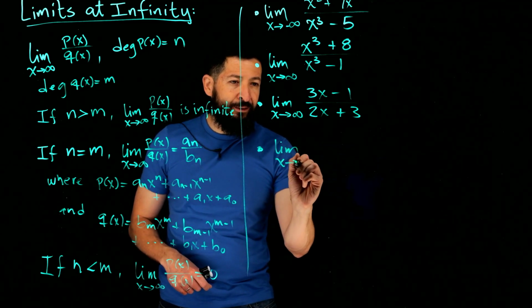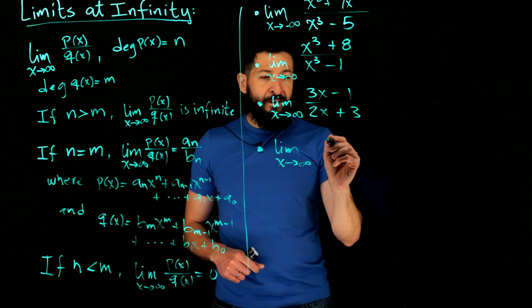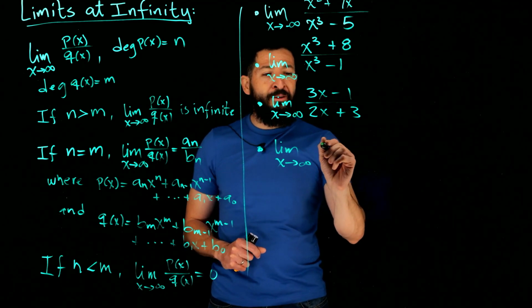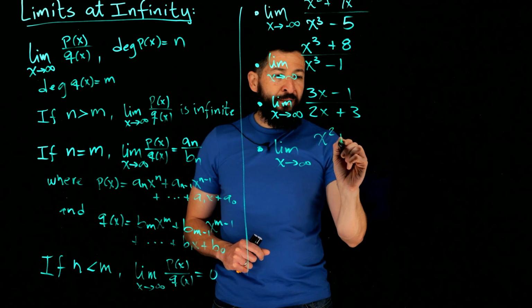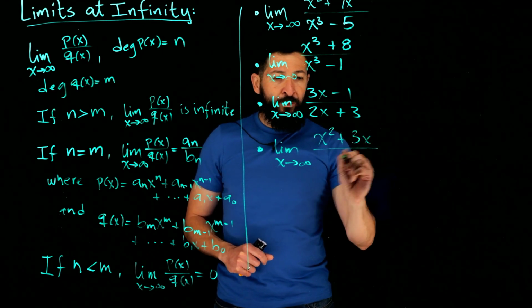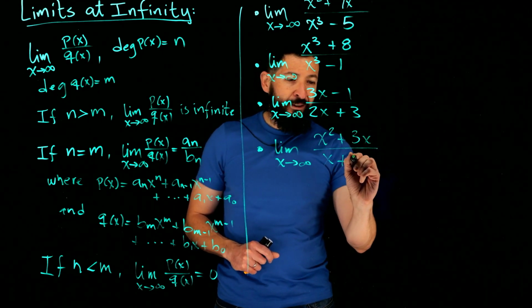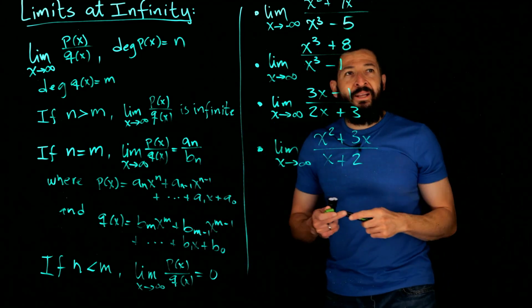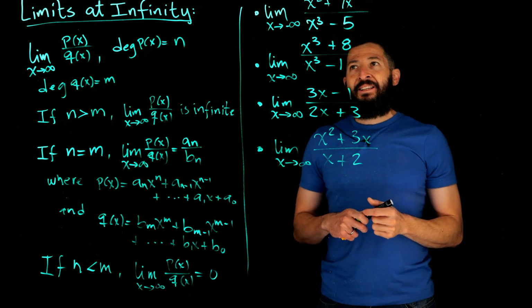Limit as x goes to infinity of, what have I not done? I think I've done pretty much all cases. I'm missing one. So x squared plus 3x over x plus 2. All right, so quite a few. I got caught up there. Oh well, let me tell you what it said.